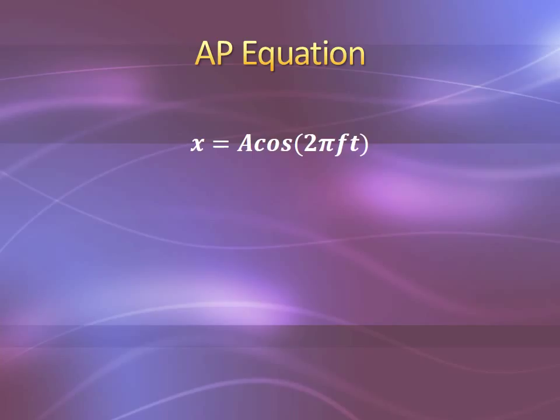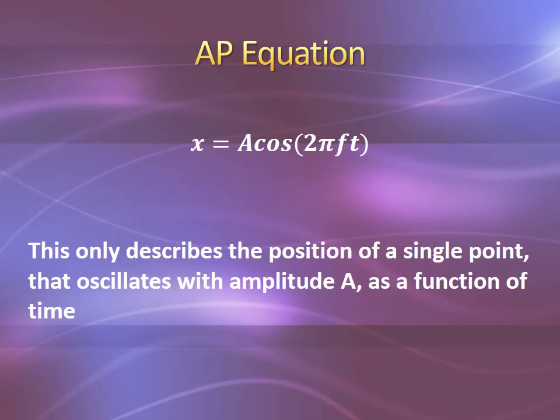Okay, the A coefficient out front is to make your graph equal to whatever amplitude you actually have. If you're just graphing cosine, your maximum value would be 1. So in order to scale it to what you need, you just multiply by the amplitude. Now, remember, this only describes the position of a single point that oscillates with amplitude A as a function of time.